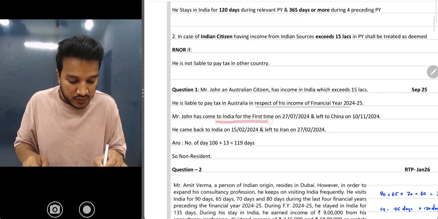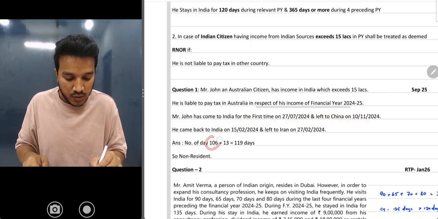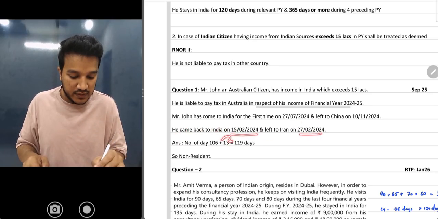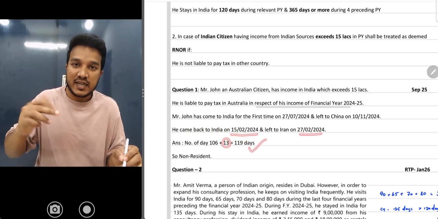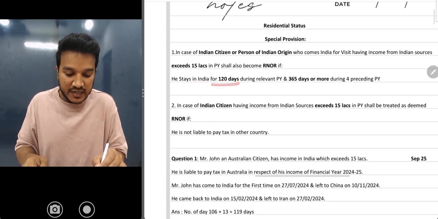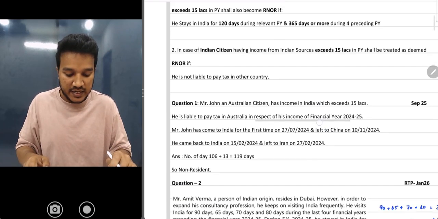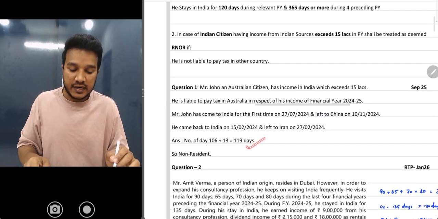He has come to India for the first time on 27 and left to China on 10. Number of days is 106. Okay, he came to India on 15th February and left on 27. Number of days is 13. Total number of days he stayed is 119. So if you see the first condition, he should have stayed in India for 120 days or more. He stayed in India for 119 days.